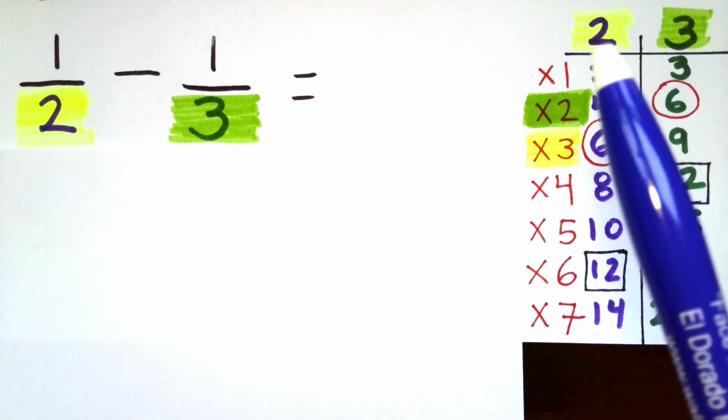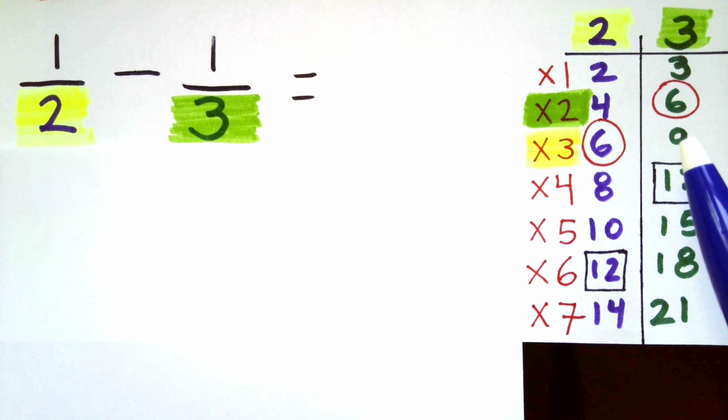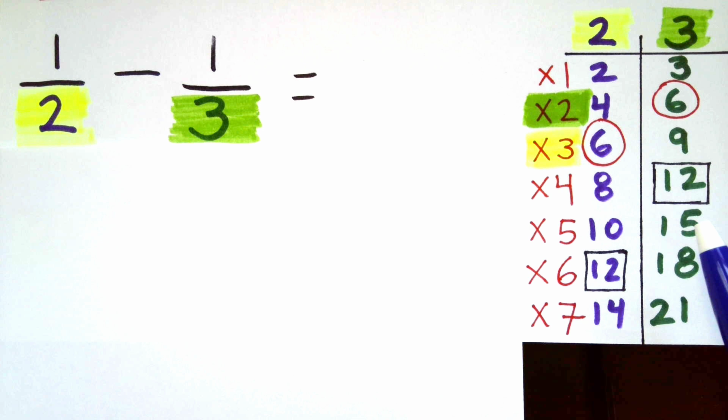All right, 3 times 1 is 3. 3 times 2 is 6. 3 times 3 is 9. I know 3 times 4 is 9 plus 3, which is 12. I know 3 times 5 is 12 plus 3, which is 15. I know 3 times 6 is 15 plus 3, which is 18. And I know 3 times 7 is 18 plus 3, which is 21. Hopefully that helps you out with finding your products.